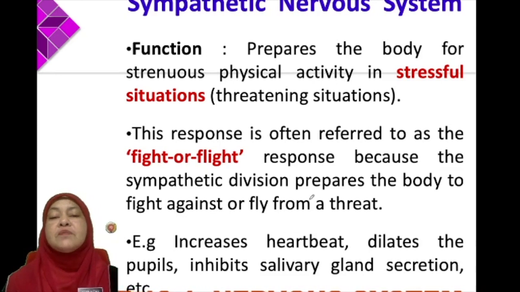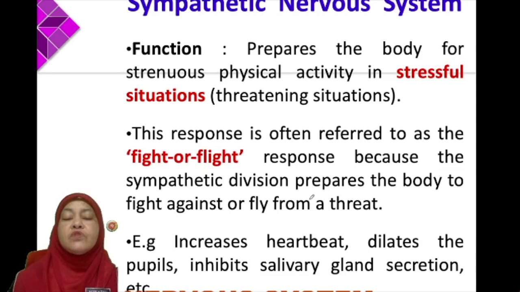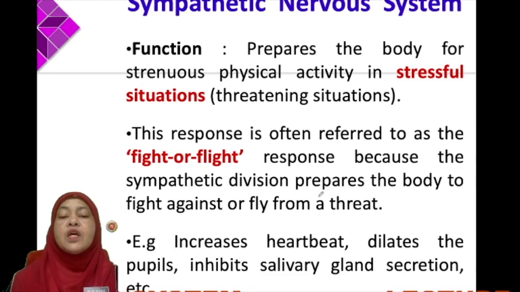Okay, so under the sympathetic nervous system, our body will respond in what we often refer to as fight or flight. Fight or flight response, because the sympathetic nervous system division prepares our body to fight against or flee from a threat. So that is basically the sympathetic.